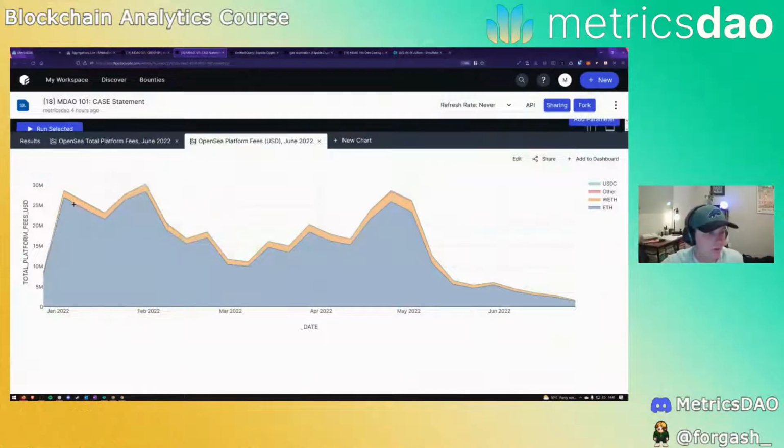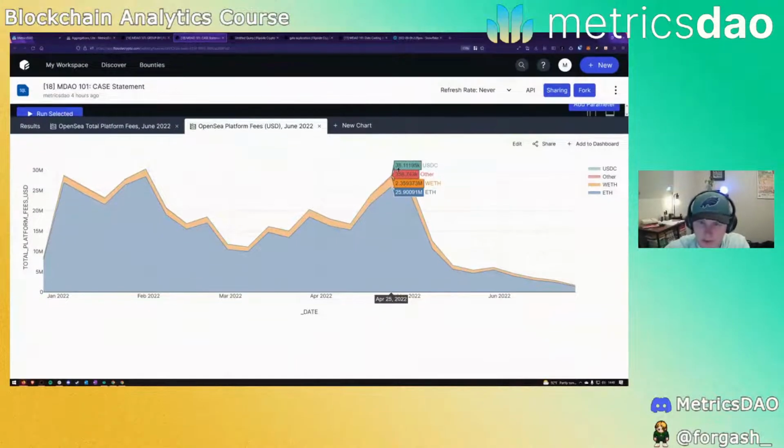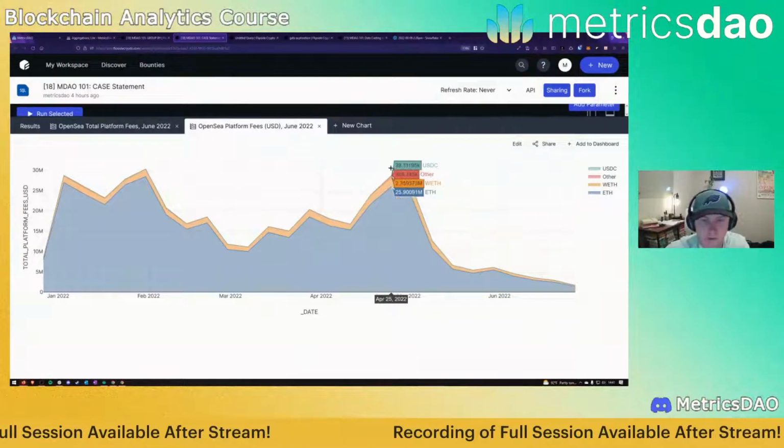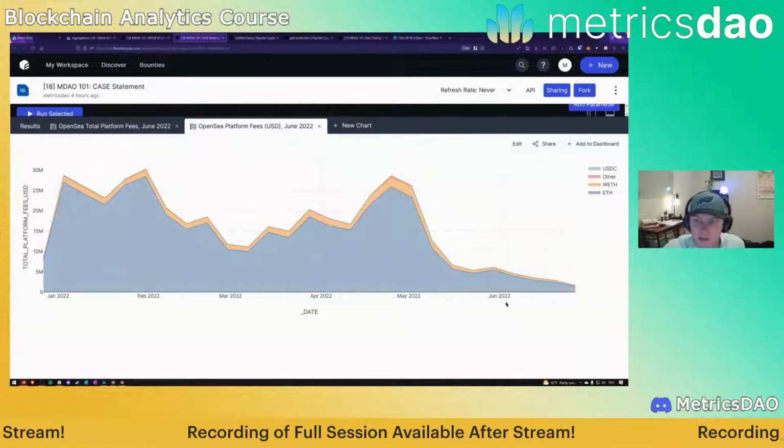We can go in and see. So numbers are going to be different because it's weekly, not daily, and it's from January all the way through June. And we can see, April 25th, bump back up: 25 mil in ETH fees that week, 2.4 in wrapped ETH, 358,000 other, a mere $38 in USDC, nope, 38,000 in USDC. Almost didn't see that K there.